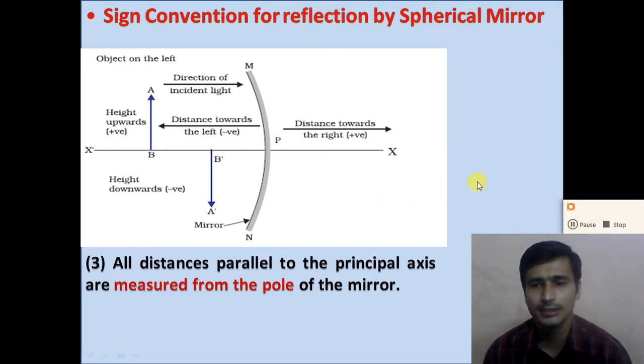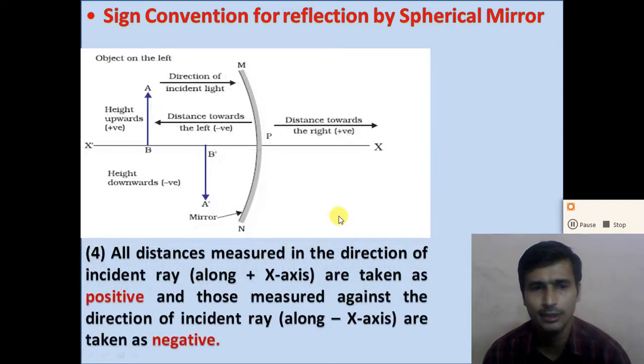So next point in the sign convention is point number 4. All the distances measured in the direction of the incident ray along the x-axis are taken as positive. That means the distance is towards the right. Here the direction of the incident ray is from left to right. So from the pole, the distance towards the right is considered as positive, right?